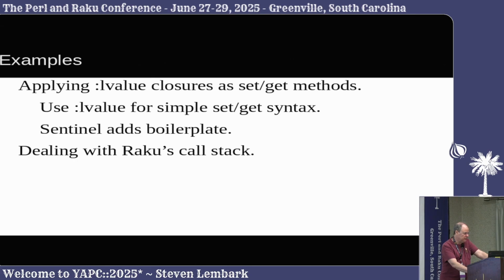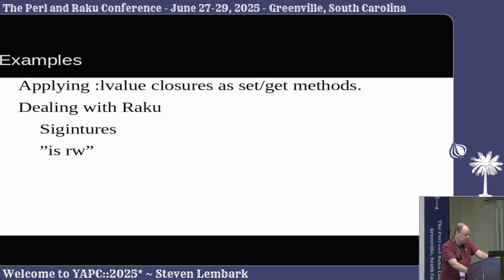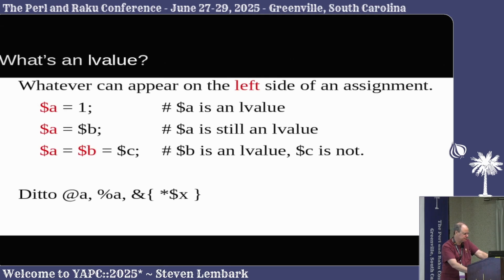So the example I'm going to go through today, people here played with L values in Perl recently. The newer system is really nice for that. And I'm going to use L values and then show you a way to add boilerplate to them with Sentinel, and then show how to do the same thing in Raku. The example in Raku uses signatures, uses is rw, and there's some changes in what you can do.